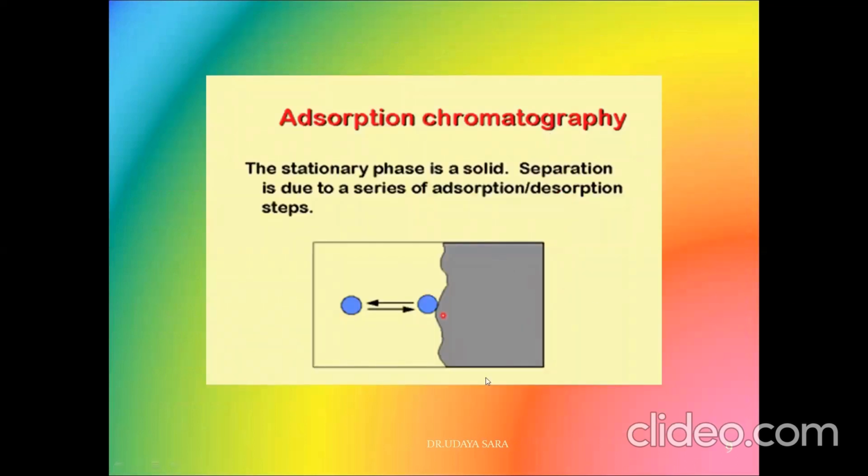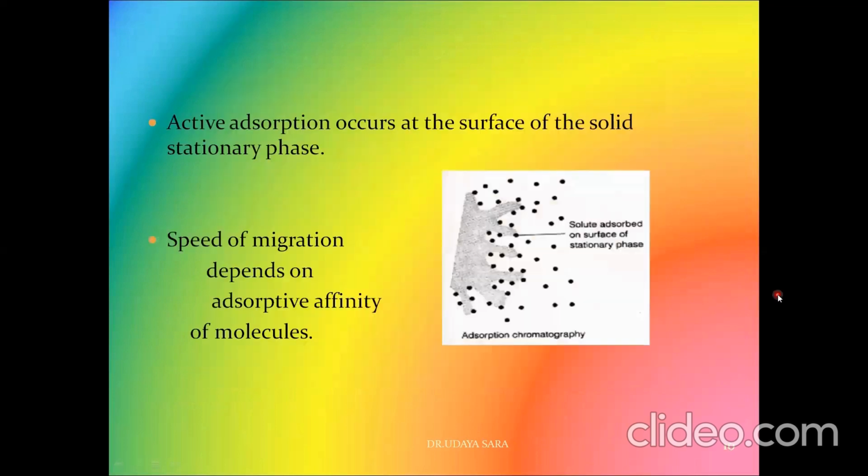The solid stationary phase in adsorption chromatography is the column of alumina, silica, or silica gel. The separation is due to a series of adsorption and desorption steps. Please remember, it is adsorption, not absorption. It occurs at the surface of the stationary phase. There is no chemical reaction between the solid stationary phase and the molecular mixture. The active adsorption occurs only at the surface, and the speed of migration depends on the adsorptive affinity of the molecules.